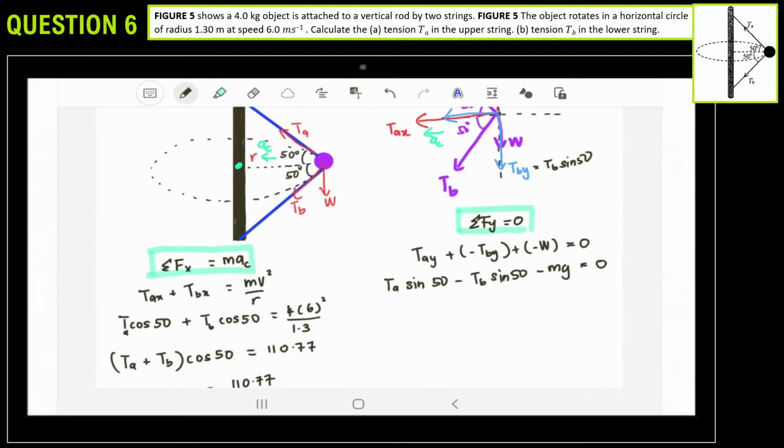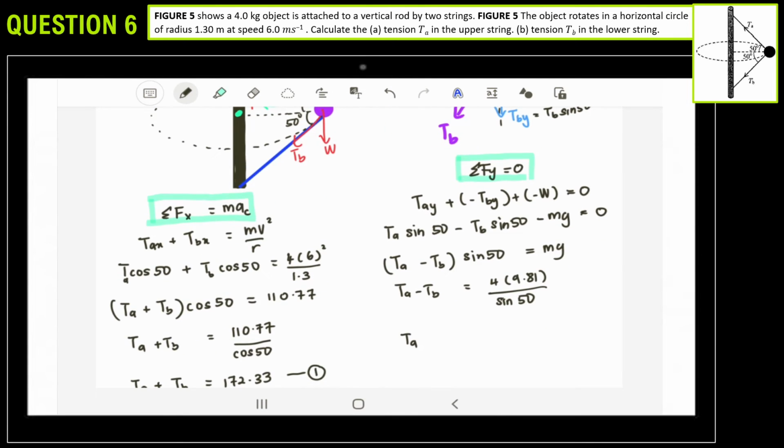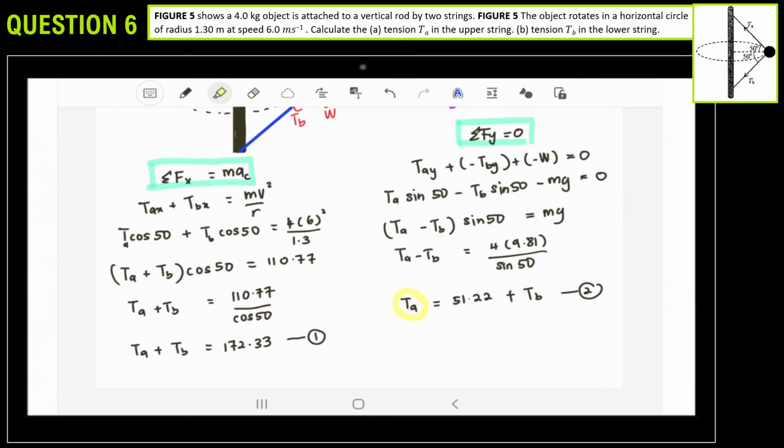Now I want to solve this equation, and I have TA minus TB. I'm going to factorize sin 50, equal to mg. Therefore TA minus TB is equal to 4 times 9.81 over sin 50. So the answer should be TA is equal to 51.22 plus TB, and I let this be equation number 2. Now I will substitute TA into the first equation.